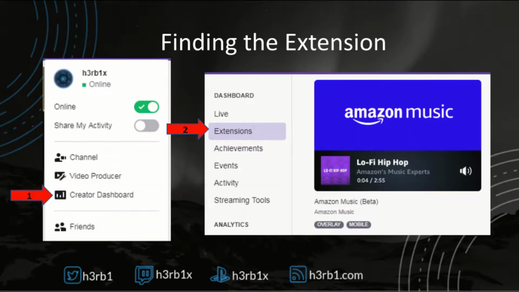To get started, we will need to find the extension that we're going to be using. So you will log into Twitch, and then you will go into the creator dashboard, which is noted by number 1. Next, in the dashboard, we are going to be clicking on extensions. We will do a search for Amazon Music, and you will see a logo similar to what we have here on the right.